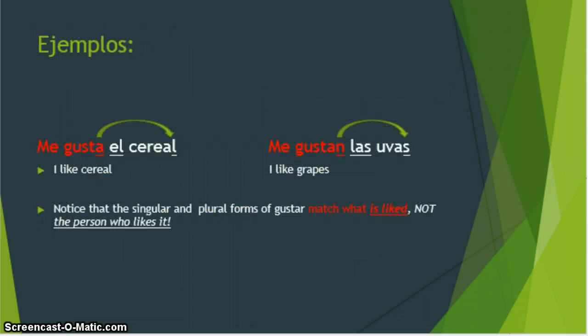Aquí tengo unos ejemplos. Me gusta el cereal. Notice cereal is singular. When I have a singular noun, I will simply use me gusta. If I like grapes or something that come in a plural form, I have to change my gusta and add an N to make it plural to match my noun that follows. So notice, it has nothing to do with the person who's liking it, me, you, my friends, my family, the boys, the girls. It doesn't matter who my subject is. The only thing that's going to be changing is the form of gusta to match the noun that follows.